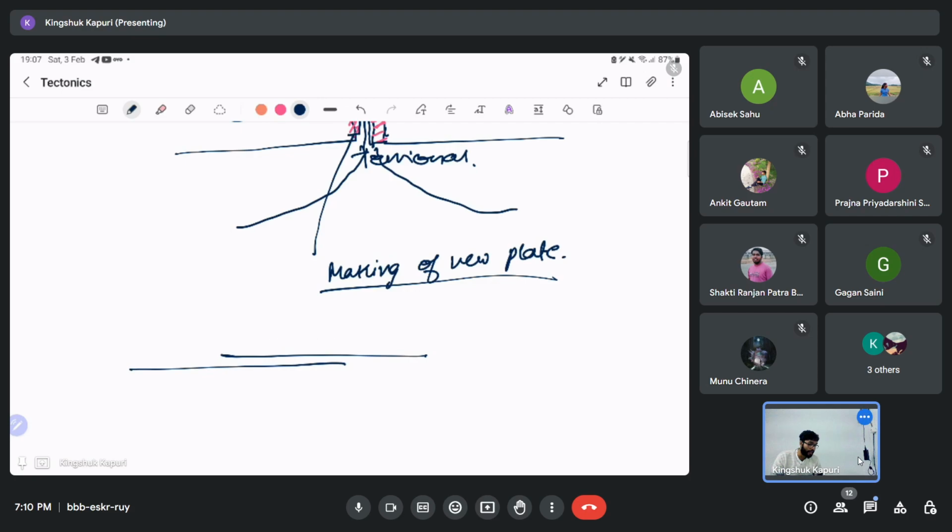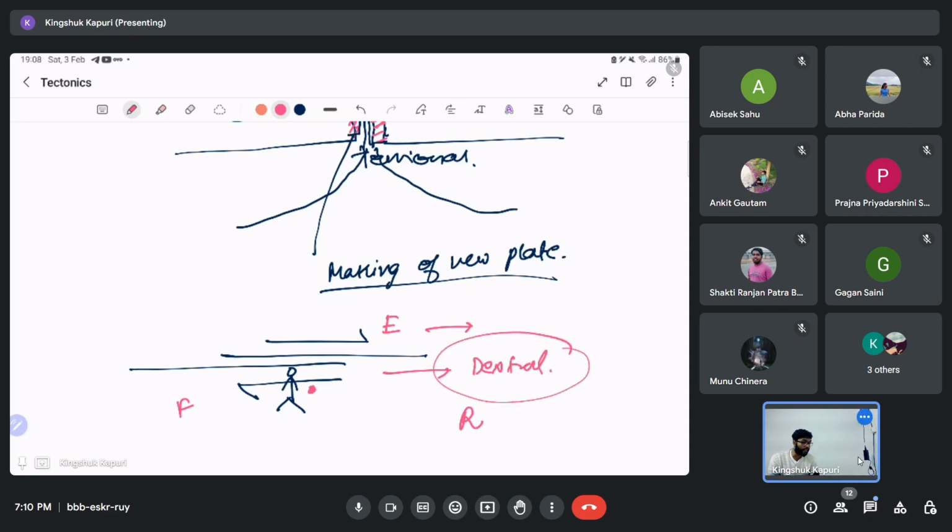And transform boundary: take any fault. This is one plate, this is another plate, this plate is moving this way, this plate is moving that way. So if anyone is standing at this position and observing, this is plate E, this is plate F. If you are standing in plate F and you are facing towards plate E, then you will see that plate E is moving right hand side with respect to plate F. Okay, this is a transform boundary, and if we see any fault zone like this, we also call them transform faults.